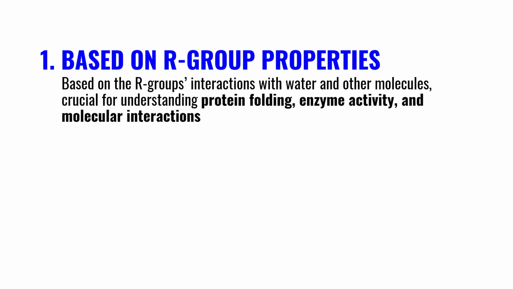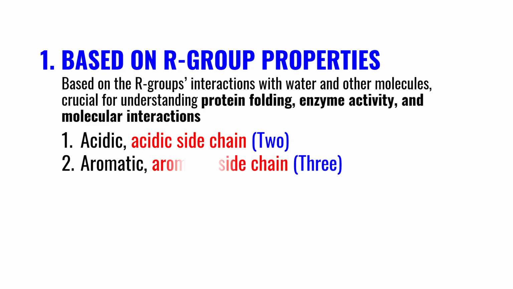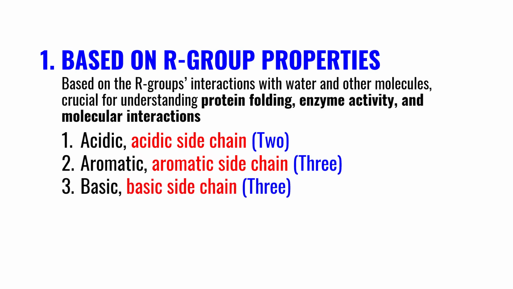There are five different categories in this. The first one is acidic amino acids. There are two amino acids whose side chain is acidic. The second is aromatic amino acids. These are three amino acids whose side chain is aromatic in nature. The third category is basic. There are three amino acids having a basic, or positively charged, side chain.